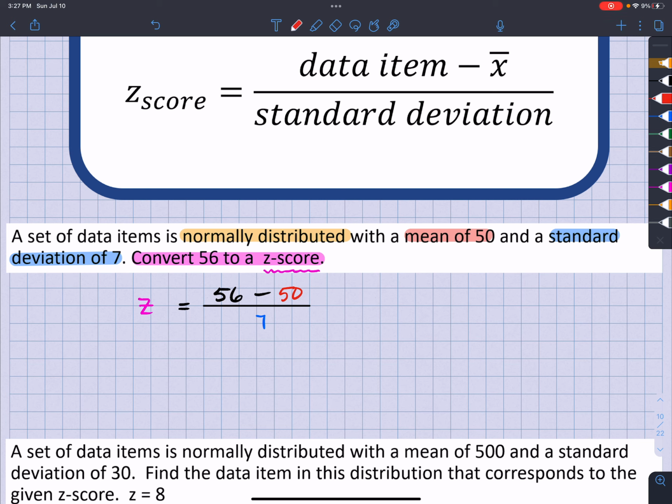Again, remember that I had my x bar being 50 and my s equaling 7. So my z is going to be 6 over 7, which is approximately 0.86, and that would be my z-score. You're going to have a table that you can look that up in to see what that means. All right, let's continue on.